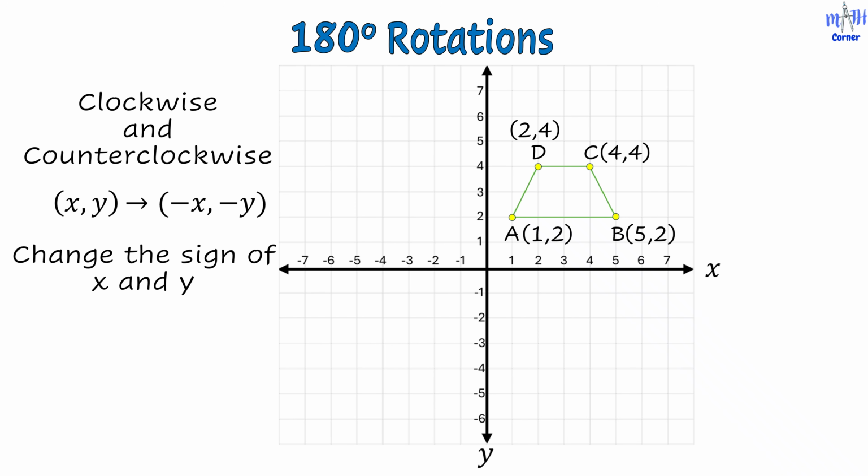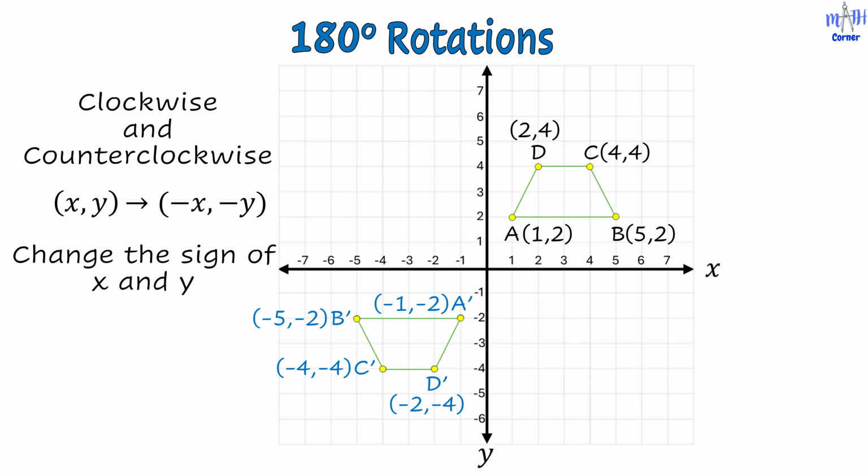Let's apply the rule. A is at (1, 2). Change the sign of x and y. That means A' is at (-1, -2). Do the same with points B, C, and D. B' is at (-5, -2). C' is at (-4, -4). D' is at (-2, -4). Connect the new points, and you'll see the quadrilateral flip perfectly around the origin.